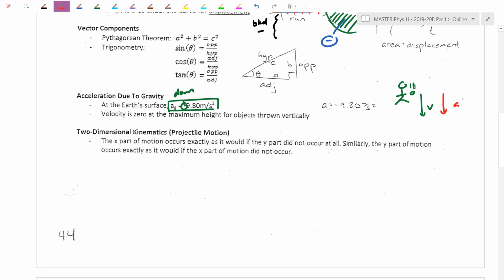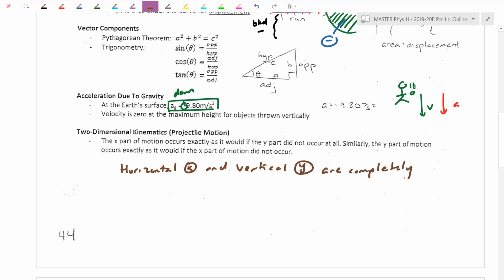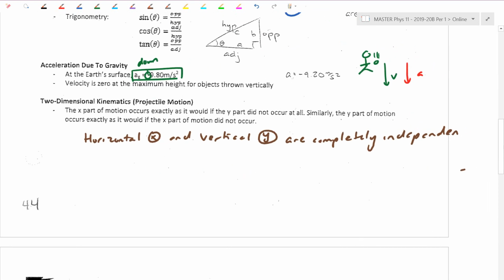Lastly, before we try out a few questions, we looked at two-dimensional kinematics. We saw that two-dimensional motion can be broken down into x and y components. The key part here is that the x, which is the horizontal, and the vertical, which is the y-axis, are completely independent of each other. So both motions can happen individually without regard to what's happening to the other.